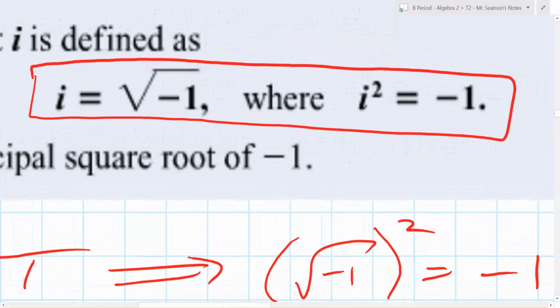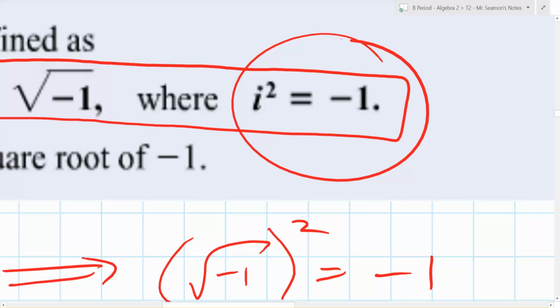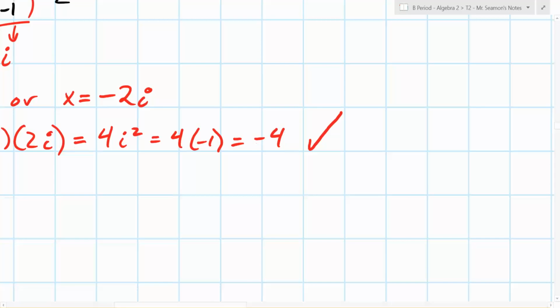Look at the definition. What is i squared? That's what i squared is, negative 1, right? Okay, so we're just checking this. Let's check the other one.